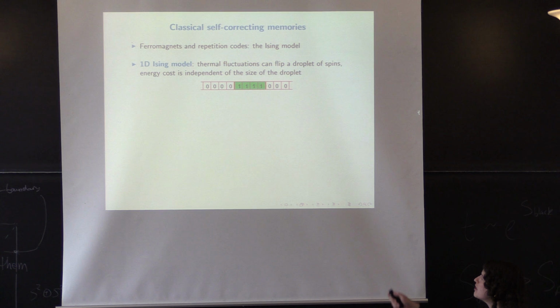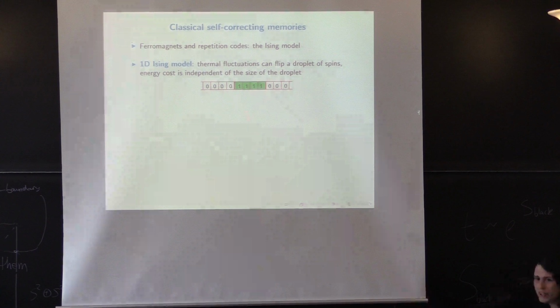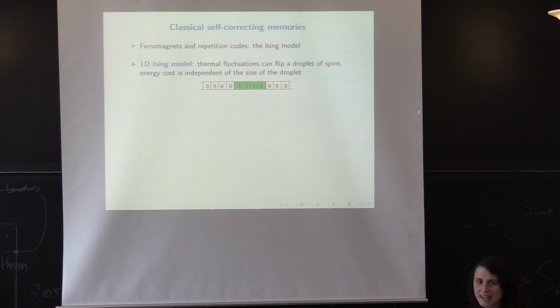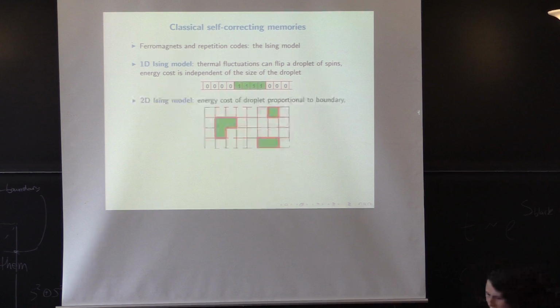Well, thermal fluctuations can flip a droplet of spins, that's inevitable. And now the energy cost of growing this droplet of ones is independent of the size of the droplet, because the energy cost is proportional to the boundary, which is just constant. And so there's only a constant energy barrier against excitations, and after some relatively short time, these excitations will permeate your memory, and your 0 will flip over to a 1.